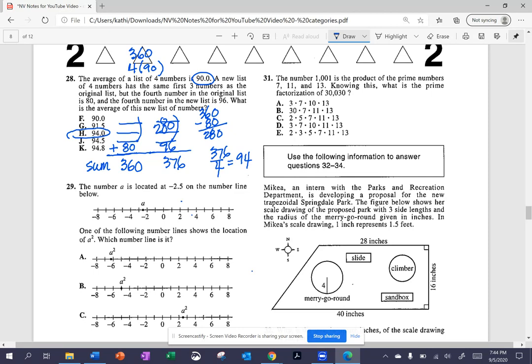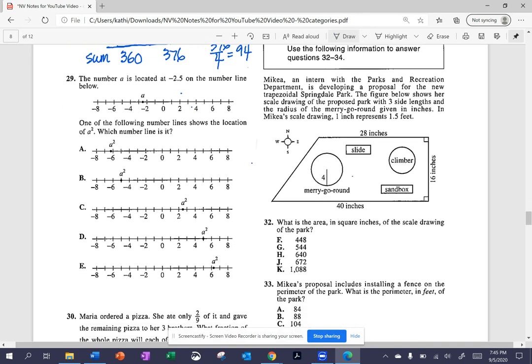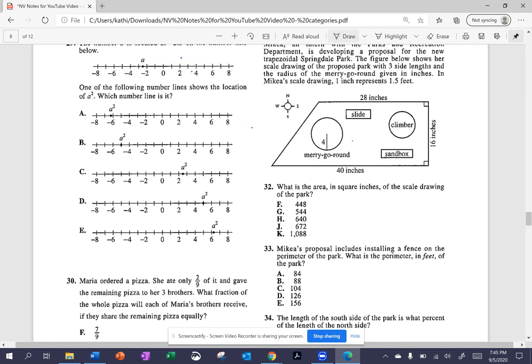Okay, the number 29. Number A is located at negative 2.5 on the number line below. One of the following number lines shows the location of A squared. Which number line is it? So what's important here is to make sure that when I'm putting this in my calculator, I know this is negative 2.5 squared. Use parentheses, please. So this is 6.25. So 6.25 is on graph E.